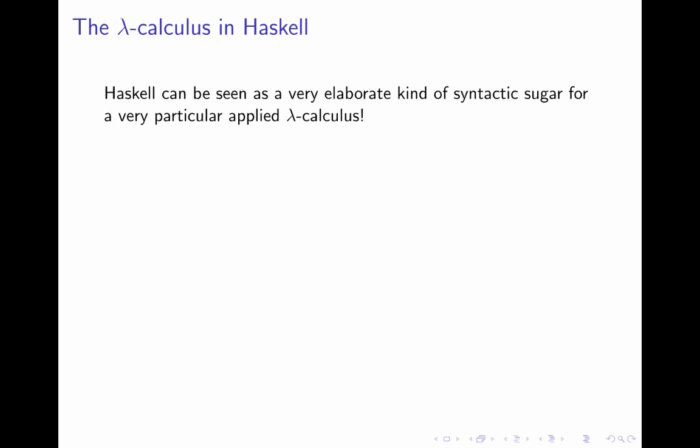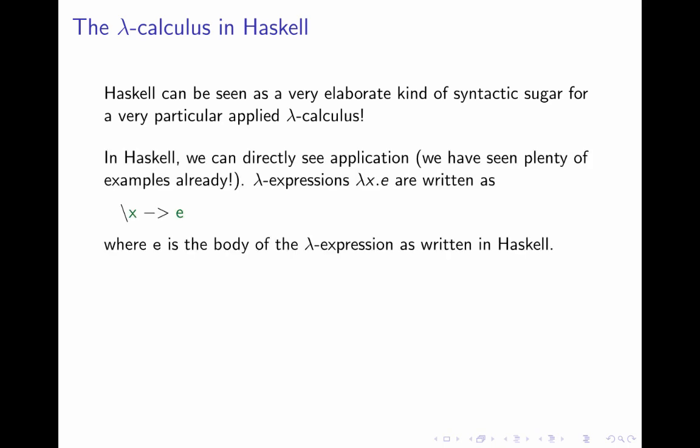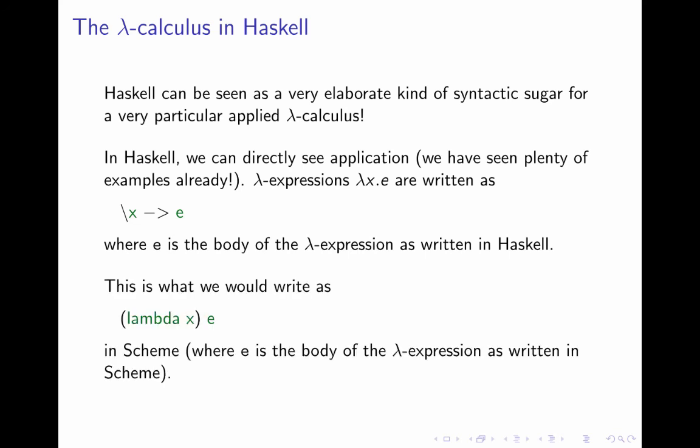Haskell is just, in some sense, syntactic sugar for a very particular applied lambda calculus. And you can see that the lambda calculus is actually the heart of Haskell, because we have lambda expressions in Haskell. Lambda expressions, lambda x dot e, they're written as backslash x arrow e. And x is the argument and e is the body of the lambda expression. So it's all in there. In Scheme, we would write this as lambda x e. It's the same thing.